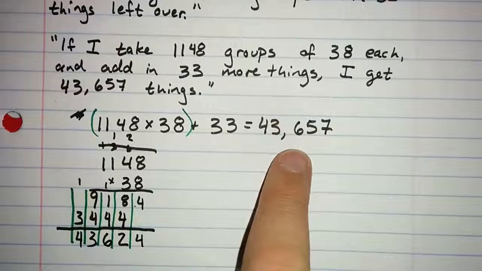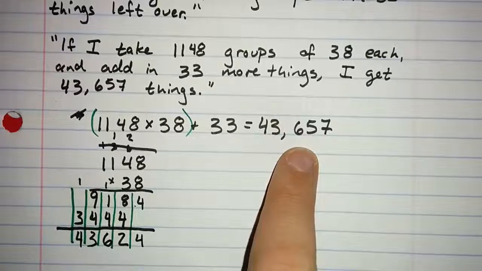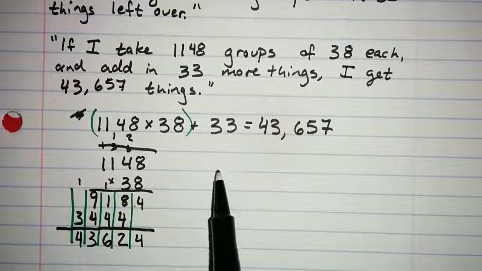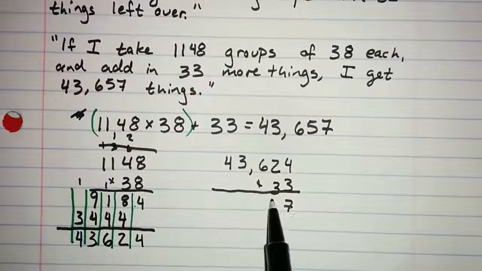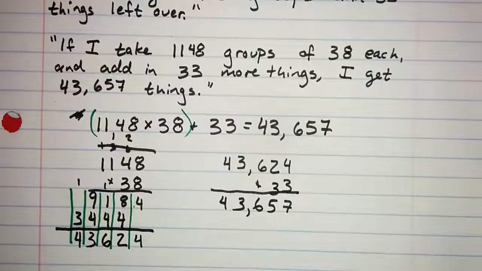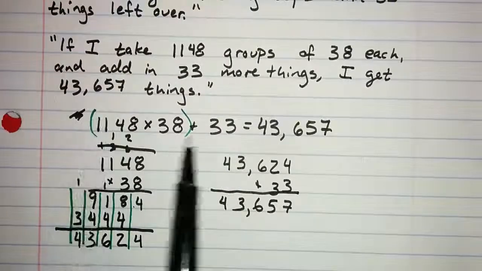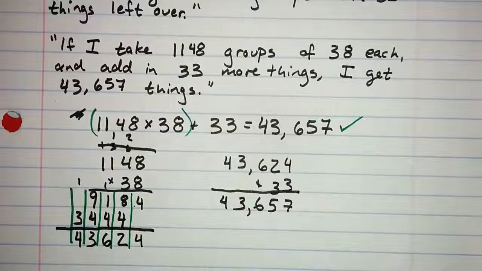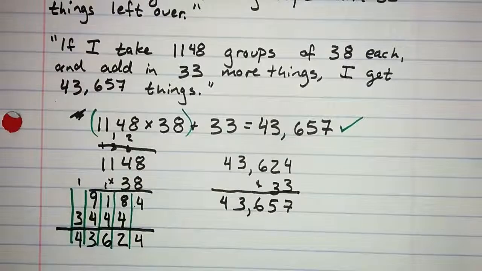I don't quite have my 43,657 yet, but I didn't expect to. Right, I need to add in the 33. And in fact, I find that when I work this out, I get my 43,657, just like I hoped I would. Right. So this is how we can use multiplication and addition to check division.